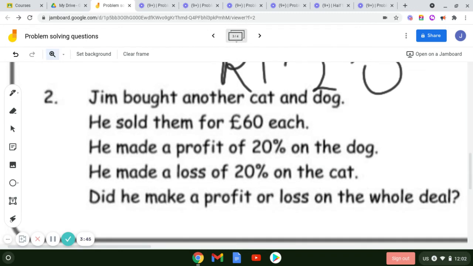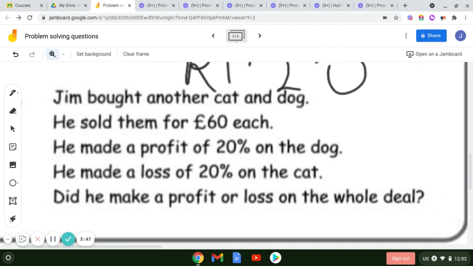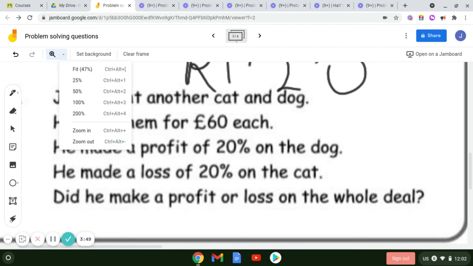Now we're going to go to the second one. And like I said, this is where it gets tricky. So let me zoom out.